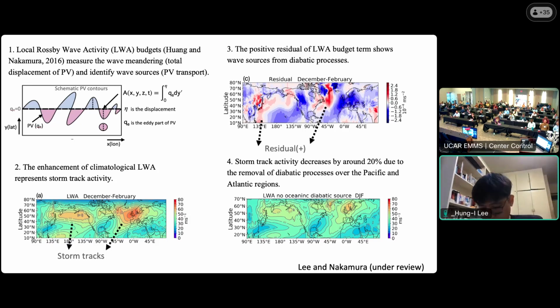Next, we perform the local activity budget model by removing those positive residual signals, which makes the budget imbalanced. Then we perform numerical solutions to figure out the local activity based on this removal of the positive residual terms. The result is shown in the bottom right panel: the local activity without the diabatic processes decreased by around 20% in the Pacific and Atlantic regions. For details about this model, please refer to the virtual poster, and thank you very much.